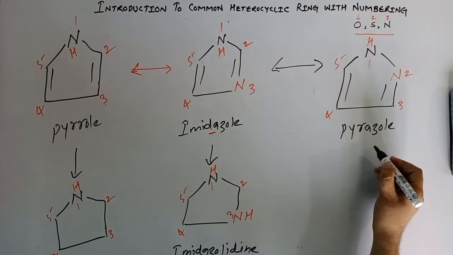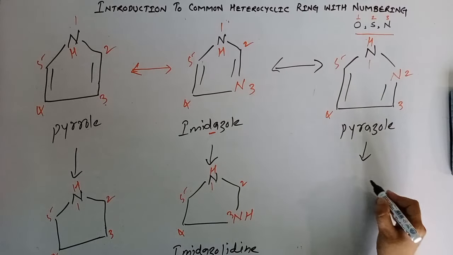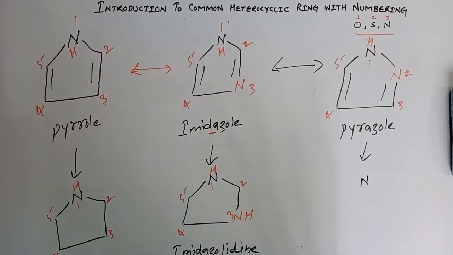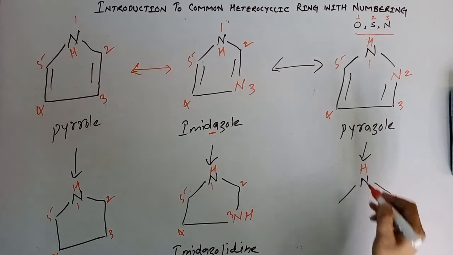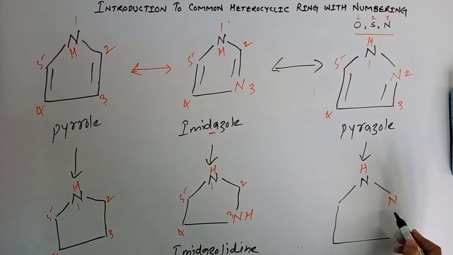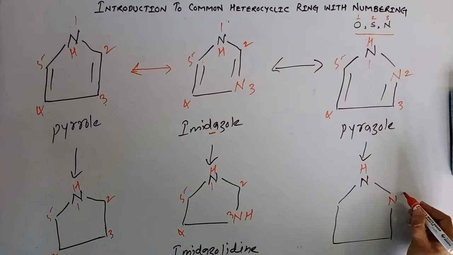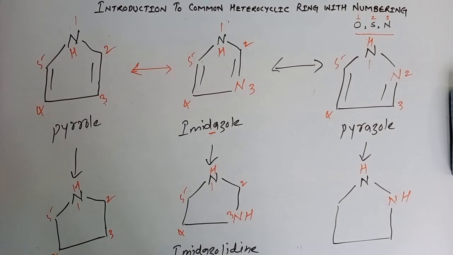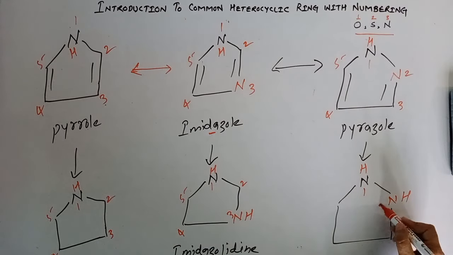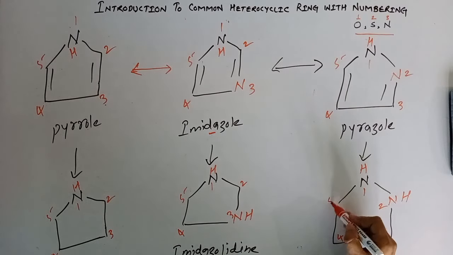Now the last one, pyrazole. This ring is known by the name pyrazolidine, and the numbering begins with this nitrogen: 1, 2, 3, 4 and 5.